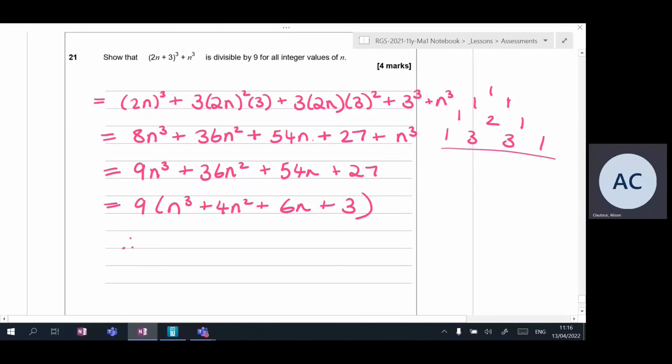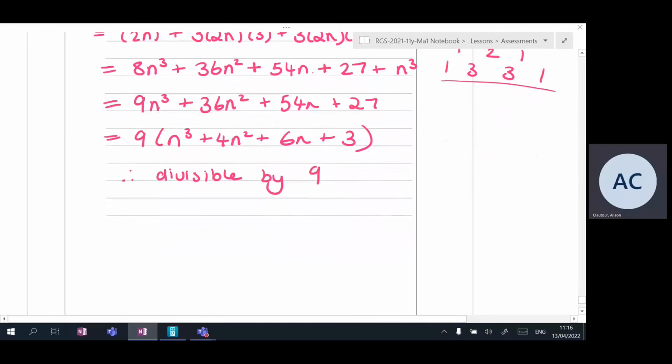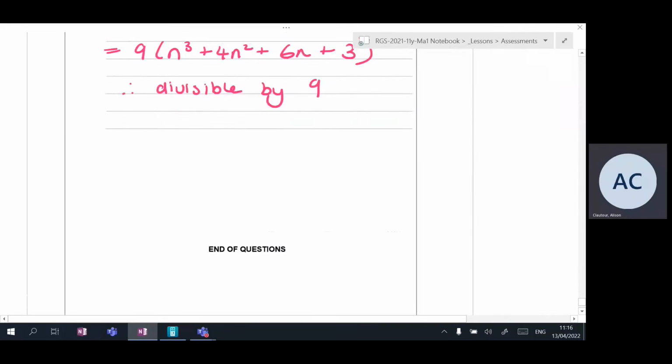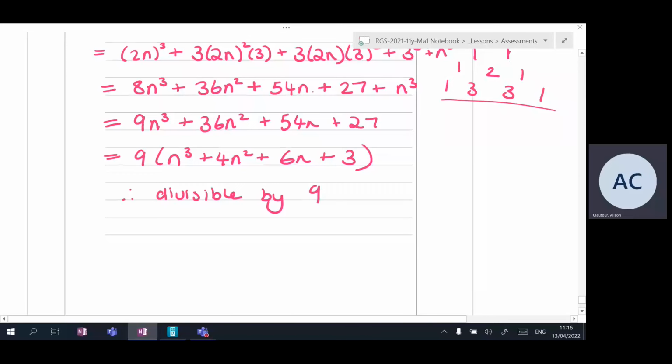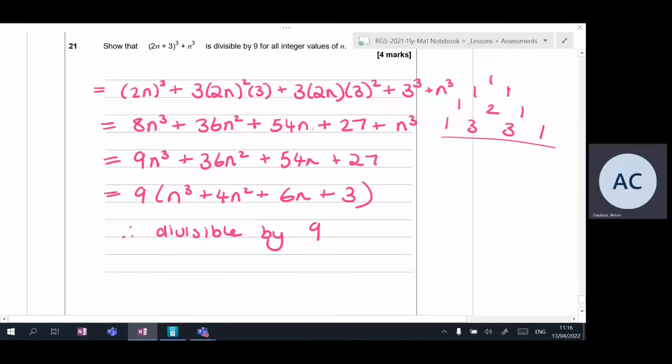Again, you need to conclude and put a little summary. So therefore, divisible by 9, because you've got that factor of 9 at the front. And that is the end of the question. It's quite a nice question for a last question, to be fair, on a paper. Okay, so I hope you had fun.